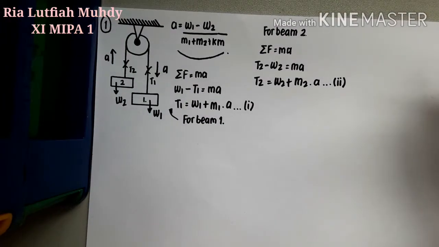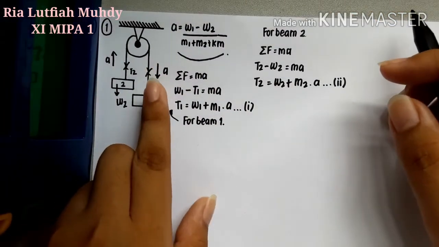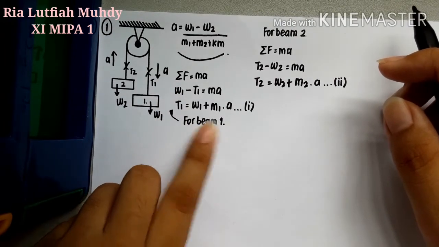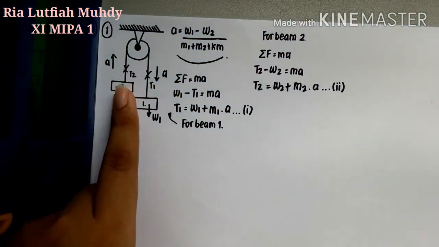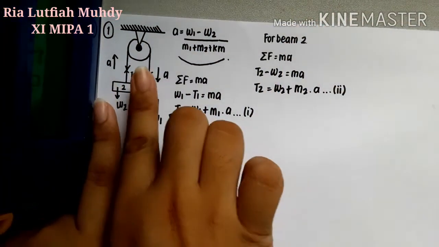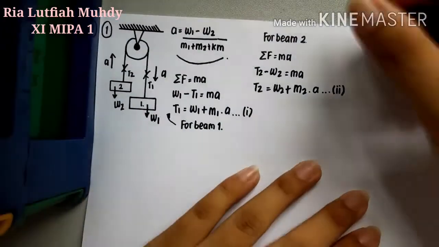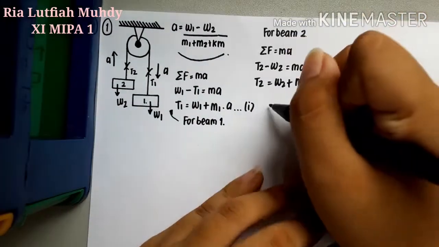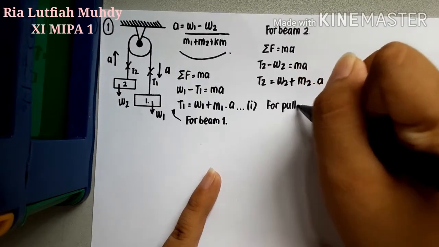Then we look at the pulley. This is the pulley. It is the same as for the beams. If we look at beam 1, we don't look at the pulley and beam 2. If we look at beam 2, we don't look at beam 1 and the pulley. It is the same for the pulley. We can write over here for the pulley.